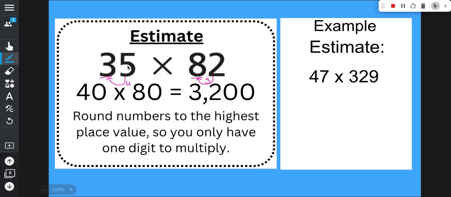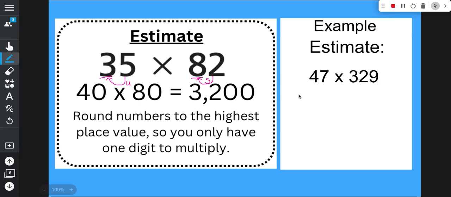When I actually multiply out 35 times 82, I should get an answer that is close to that, if my estimation and my actual answer were done correctly. Let's take a look at our example.